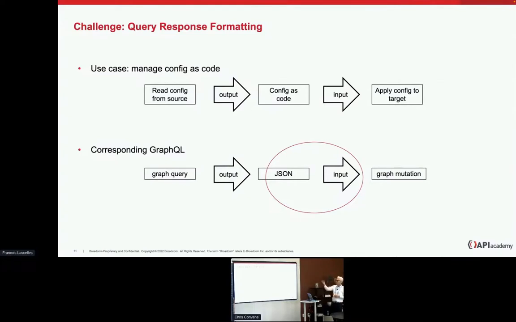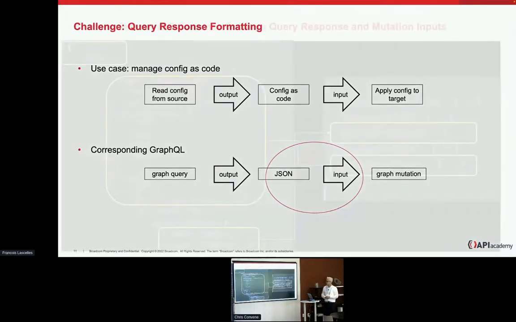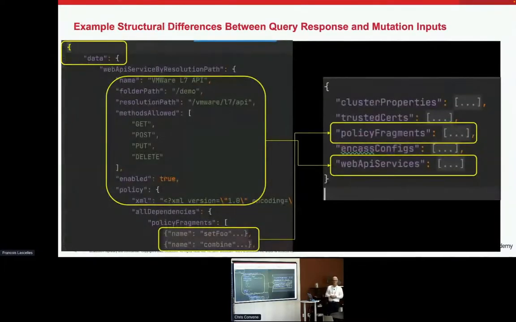So the output of the query is what should be your configuration as code, and that is also the input into applying the configuration to target. But the corresponding GraphQL flow doesn't actually work just like that. The JSON that you get back from the query can't itself be directly applied to the mutation. So that's kind of annoying, right? But here's one of the reasons this is happening.